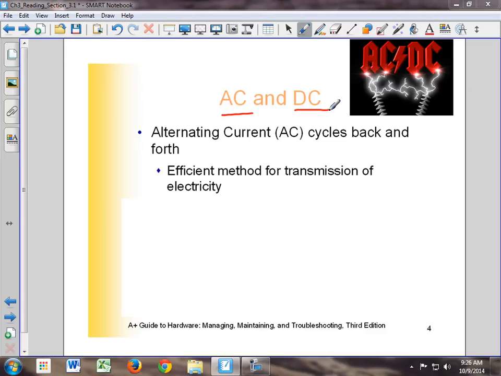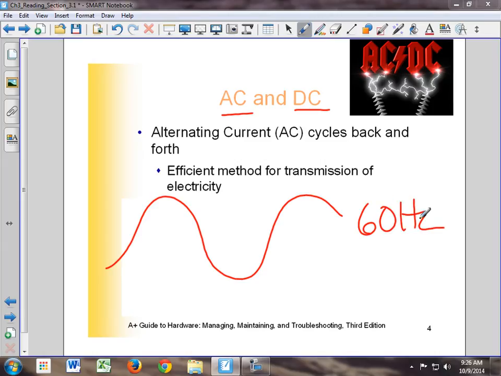They cycle back and forth at 60 hertz or 60 cycles per second. Alternating current alternates back and forth 60 times per second. Our wall outlets are 110 volts, right? Way too high for the inside of a computer.